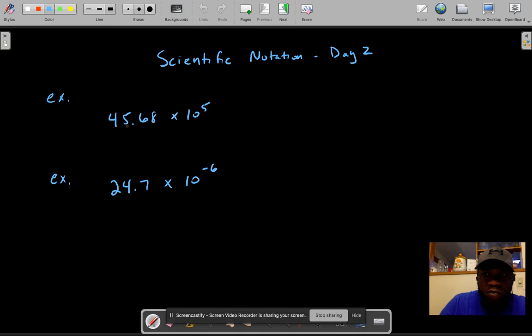But, however, unfortunately, scientific notation is actually not represented this way in the expression. The rule is that the decimal point is always going to be between the first two numbers in that expression. So technically it should be between the 4 and the 5. It should be 4.5, not 45.68.